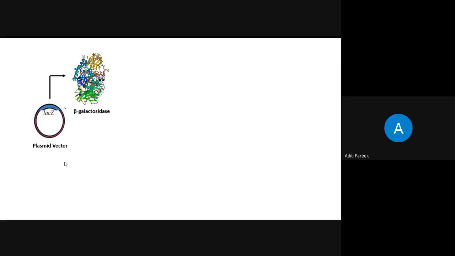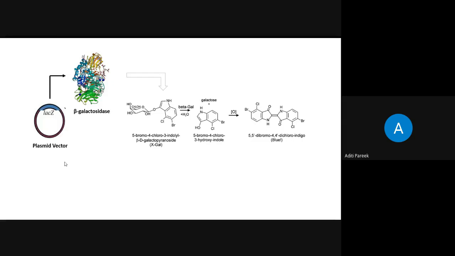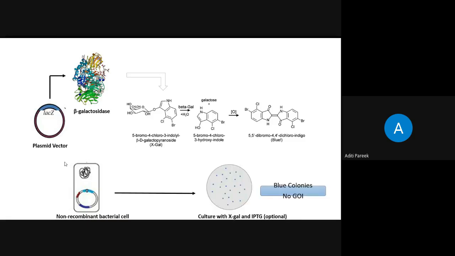Now we have to discuss how blue-white screening works. For screening the clones containing recombinant DNA, a chromogenic substance known as X-gal is added to the agar plate. If the lacZ gene is intact, it will produce beta-galactosidase, and the X-gal present on the agar plate is hydrolyzed to form 5-bromo-4-chloroindoxyl, which spontaneously dimerizes to produce an insoluble blue pigment called 5,5'-dibromo-4,4'-dichloroindigo. The colonies formed by the non-recombinant cells therefore appear blue in color. The colonies will be blue and there will be no gene of interest inserted in those bacteria.